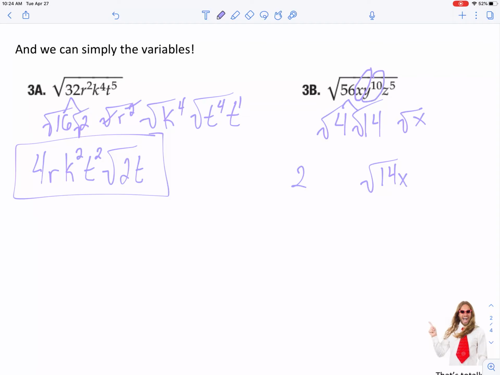10 divided by 2 is going to become y to the 5th. And z to the 5th, how about I rewrite that as z to the 4th and z to the 1st, which means that 4 divided by 2 is just 2. And the z, all that stays underneath the radical sign, like so. That's my answer.